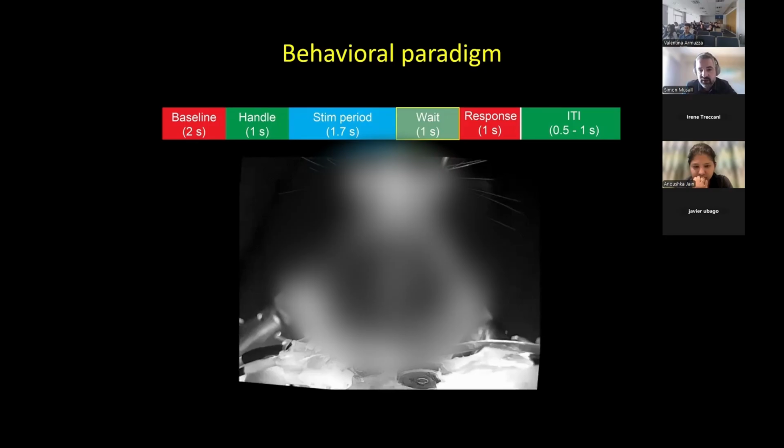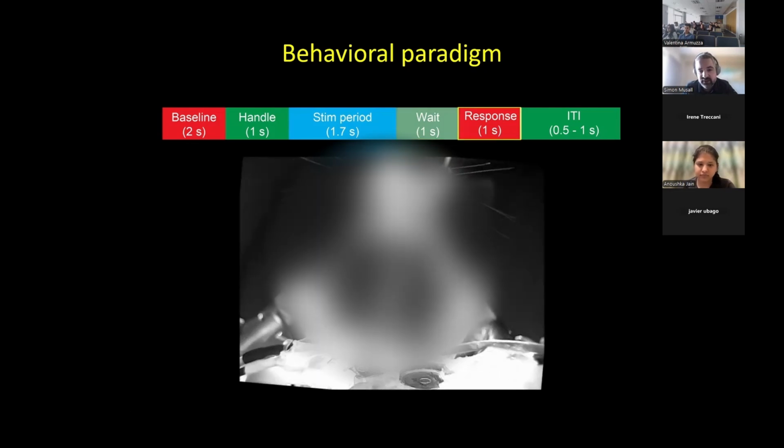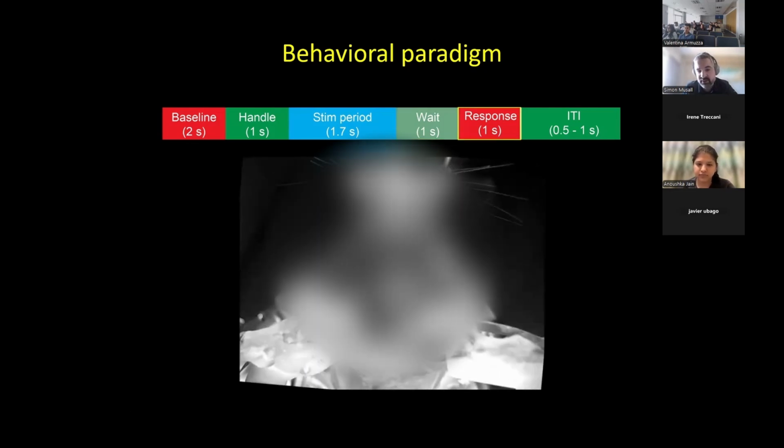And then when it comes to the response period, you can see these two spouts that are in front of the animal. These are two little water tubes. In the response period, we're moving them closer with motors, and that allows the animal to make a response by just licking on the side where it thinks the stimulus was presented. If that choice was correct, it gets a reward, and then the spouts move out again, and the next trial starts over.